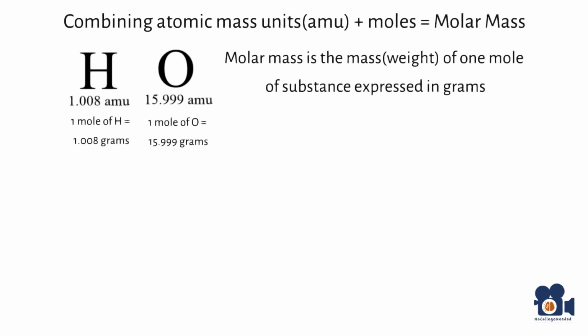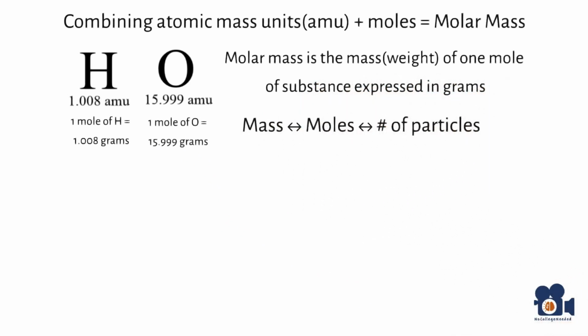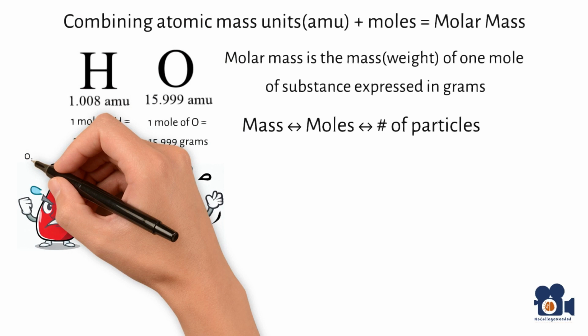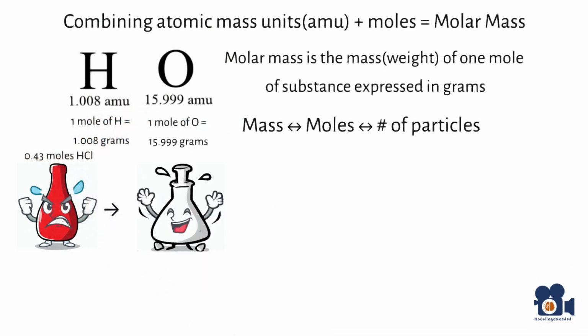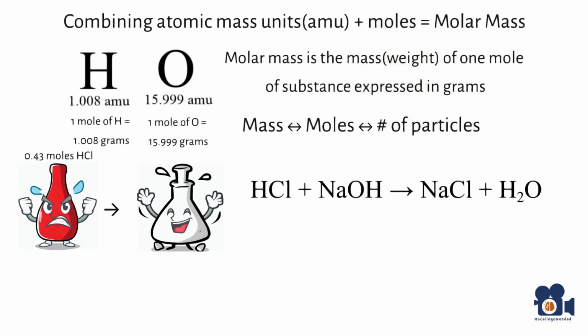This leads us into interconverting mass, moles, and number of particles, which is fundamental to many areas in chemistry. For example, let's say you have an acidic solution that you want to neutralize. You know that you have 0.43 moles of hydrochloric acid, HCl, in that solution, and you want to know how much sodium hydroxide to add. The equation is HCl plus NaOH going to NaCl plus H2O.